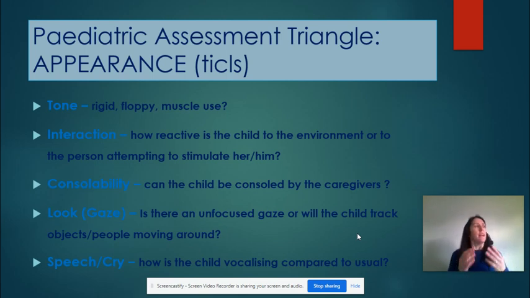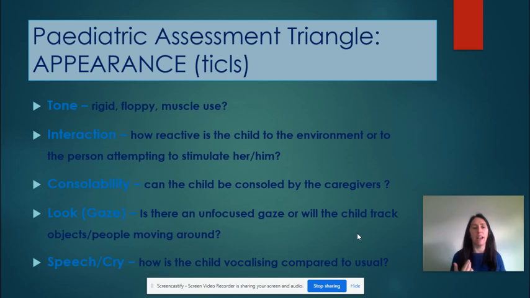So if a child's floppy, you're thinking that's a bad thing. Rigid, I've put in there as well. So muscles really tense. That can be a sign of seizure. That can be a sign of hypoxia. That can be a sign of various illnesses to indicate a child is very unwell. So we're looking at their tone. If they're up and about and running around, tone's fine. If they're like, no, go away, tone's fine. We're looking at the ones that are rigid or floppy.